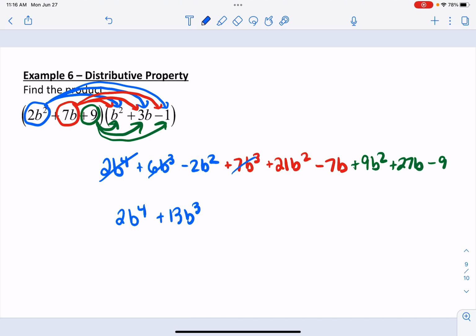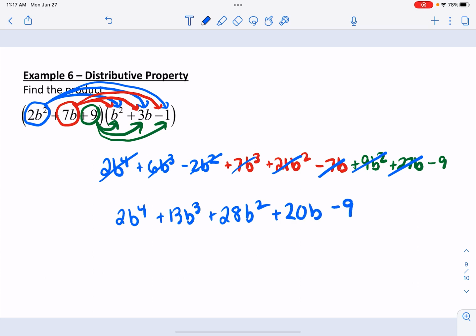I have here 3 terms. So I have a negative 2 plus 21 plus 9. And then I have here negative 7b plus 27. That turns into a plus 20b minus 9.